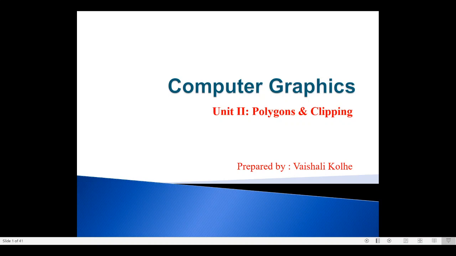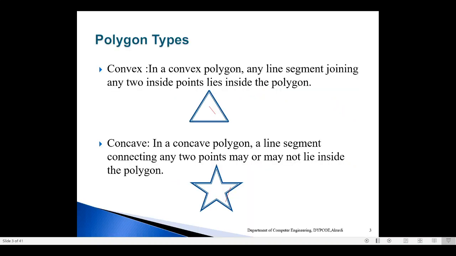Hello students, today we'll see the concept of polygon, where we'll see the test to check whether a point is inside the polygon or outside the polygon. So we can consider two types of polygon, convex and concave. So how to identify whether a polygon is convex or concave?